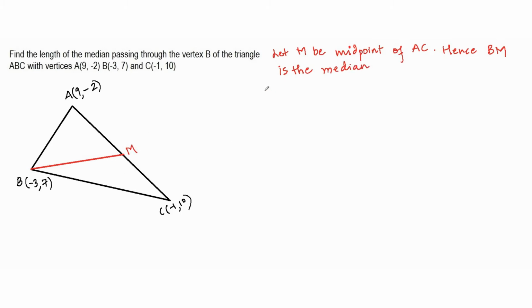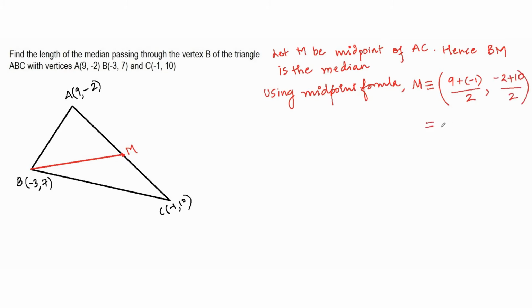So now using the midpoint formula I can find the coordinates of M. For finding the coordinates of M I have to take the average of the two x coordinates and the y coordinates. So it is going to be (9 plus of minus 1) divided by 2, comma, (minus 2 plus 10) divided by 2, which is going to be 8 by 2, that's 4, and 8 by 2 is also 4. So I know that the coordinate of M is 4 comma 4.